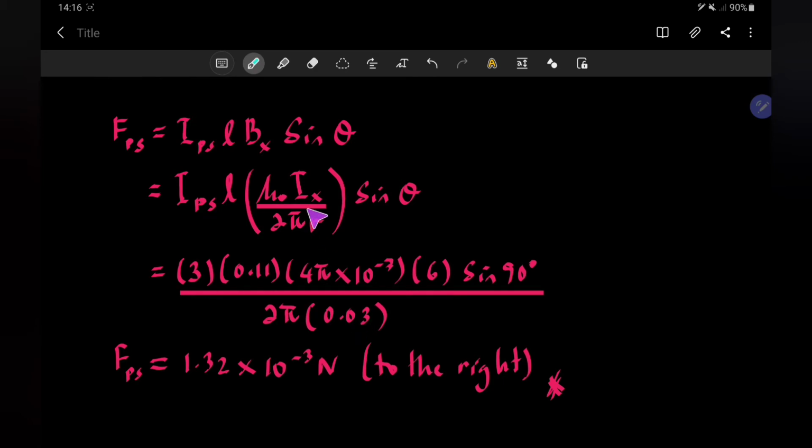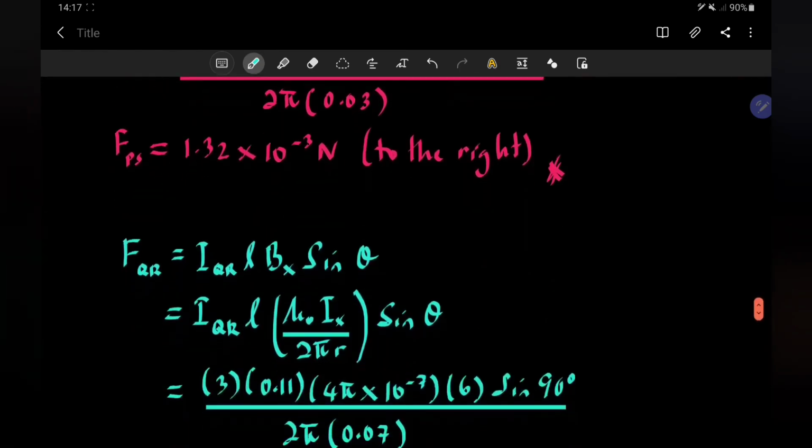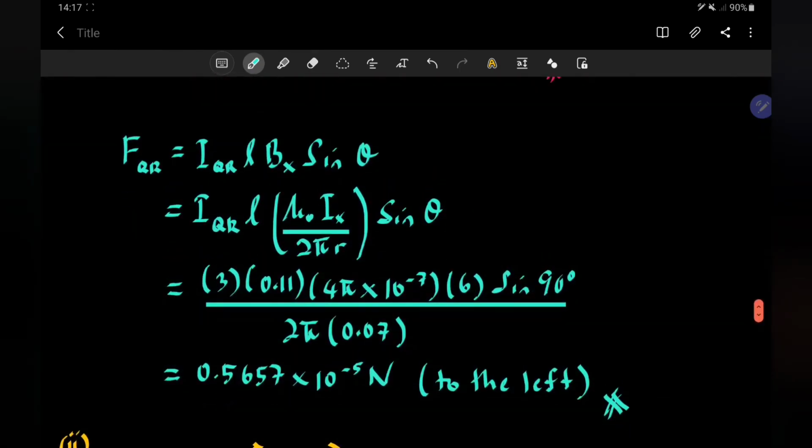r is the separation between X and PS. They are separated by 3 cm. Convert it to meters. And then sin 90, because the angle between L and B equals 90 degrees. Giving you the answer like this, which is to the right, based on the diagram. Okay. By doing the same thing, we just calculate the force exerted on QR.